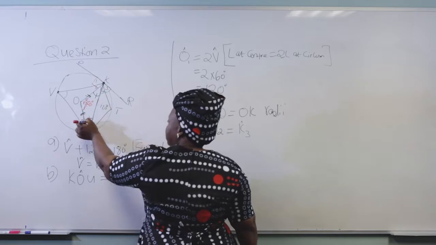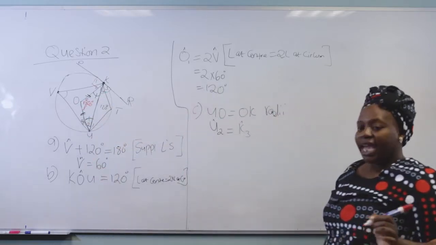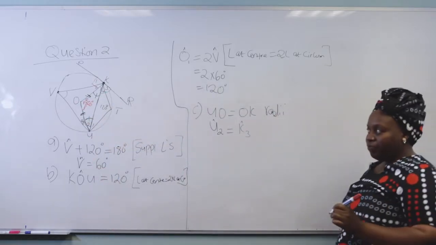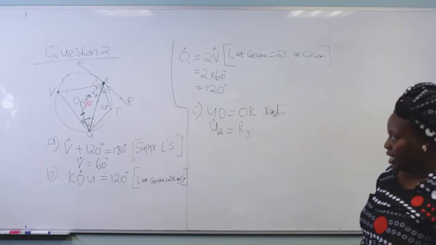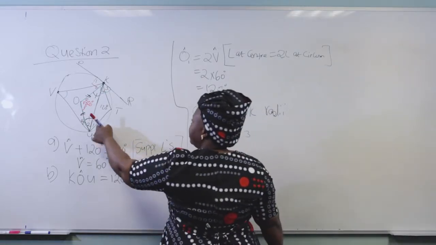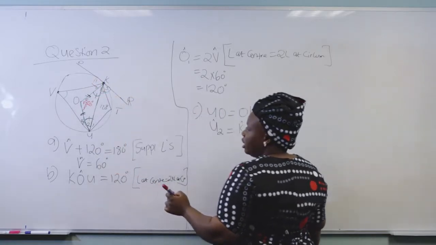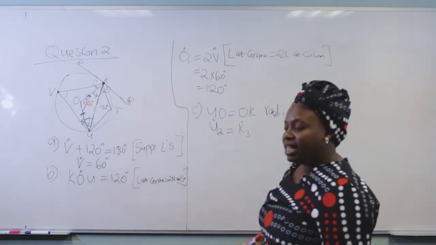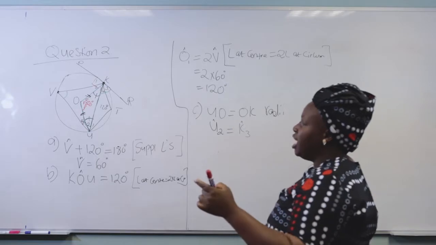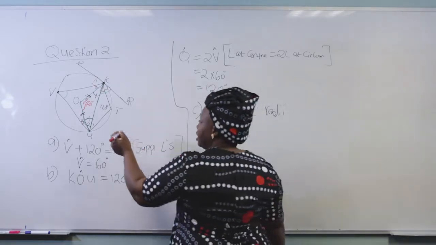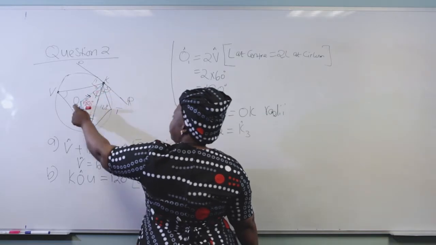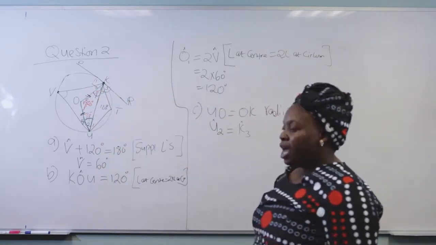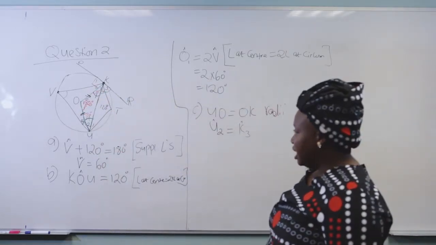What we are missing is these two. In triangle UOK, the sum of the angles inside is 180. But U2 is the same as K3. So they will share the remaining 60, meaning this is going to be 30 and that is going to be 30. If we add them together, they'll give us 180 degrees.